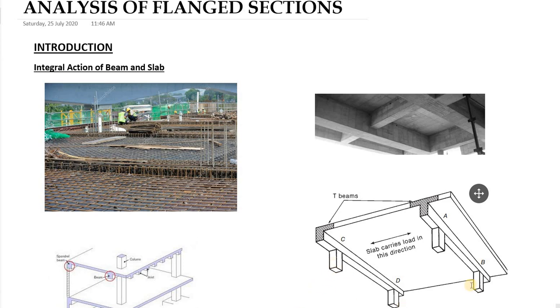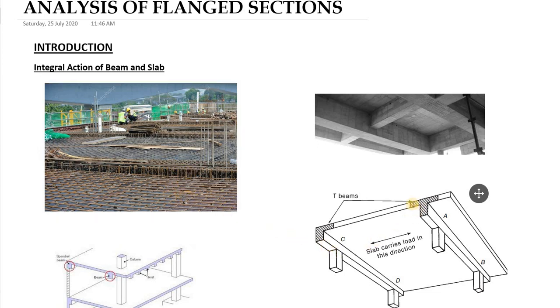Now generally, these columns are constructed first, and once constructed, they are allowed to gain their strength, and then the slab and the beams are cast monolithically. They are poured monolithically with concrete. If you can see this picture, the reinforcement for slab and beam has been placed, and they will now be poured monolithically. So the same concrete will be flowing into the slab, and the same into the beam. So they will be monolithic.